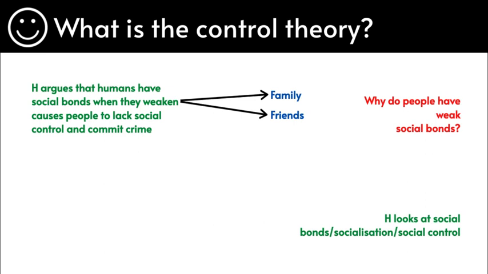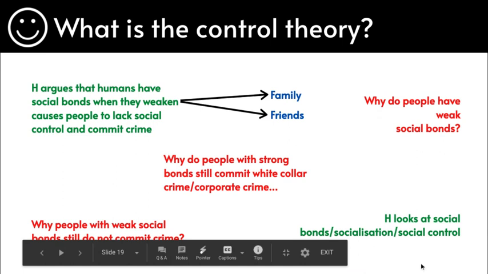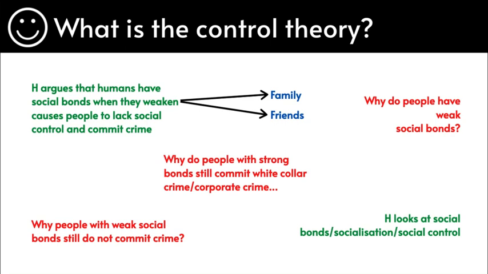And if you ask this question to this theory, it actually proves as a criticism because it does not tell us why people have weak social bonds in particular. Why do they have weak social bonds? Is it because of those weak social bonds that they commit crime? But why do people with strong social bonds still commit crime, like white collar crime or corporate crime, which we'll be looking at in my next few videos too? Why do people with weak social bonds still not commit crime? So these are weaknesses, and obviously this one is a strength. Please try to use them and incorporate them within your answer because this helps you to get higher marks.